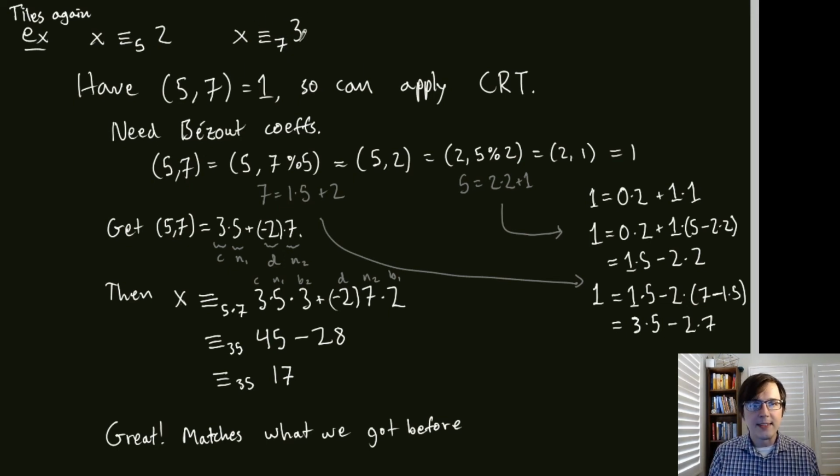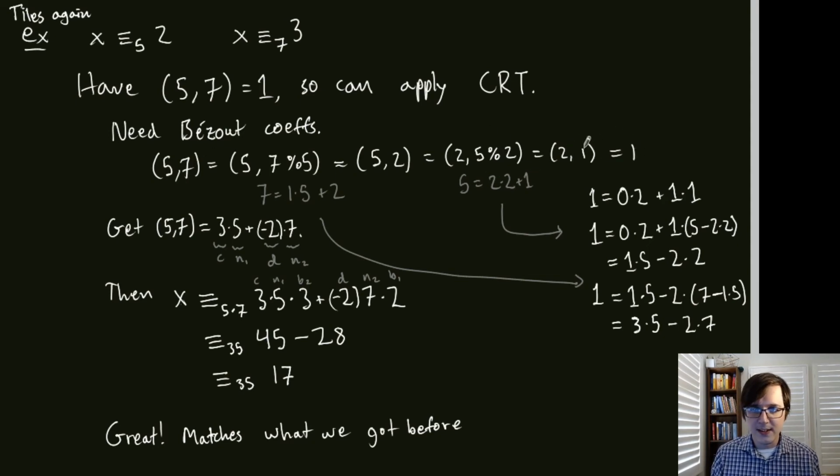So 5 and 7 are prime numbers, so they're different, so the GCD is 1, and we can apply the Chinese Remainder Theorem. And we need some Bézout coefficients to be able to calculate our b. So I used the Euclidean algorithm. I took the larger number mod the smaller number. So 7 is 5 times 1 plus 2, so 2 is the remainder. So GCD of 5 and 2 is GCD of 2 and 5 mod 2. And 5 is 2 times 2 plus 1, so the remainder is 1. And the GCD of 2 and 1 is 1.